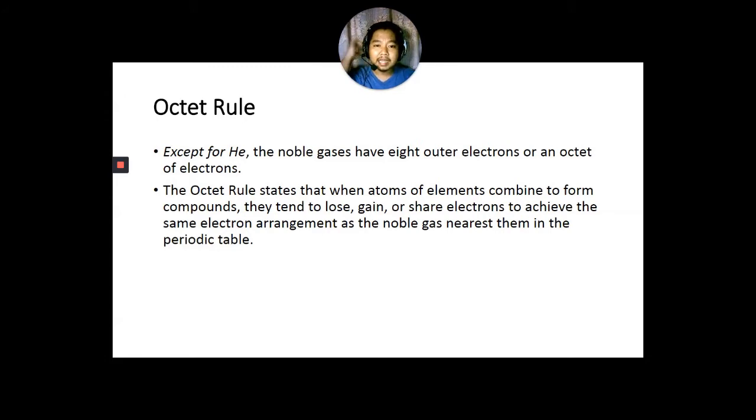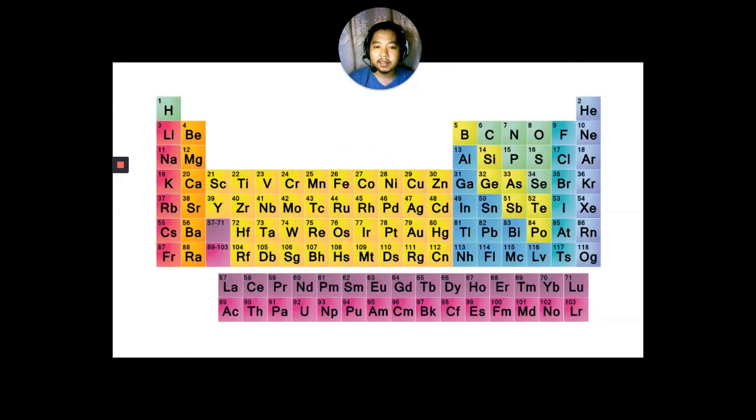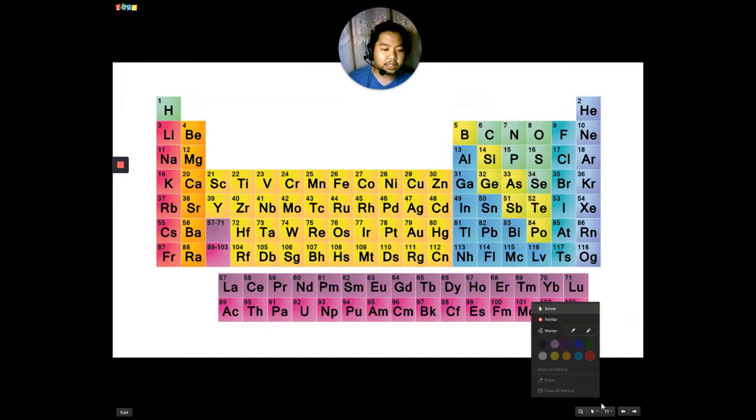They want to be as stable as the noble gases, and that, except for He, can only be achieved if there are 8 surrounding electrons on the outermost shell, which we call valence electrons. They need 8 valence electrons. And by that rule, we have learned that the elements are arranged in groups for a reason.